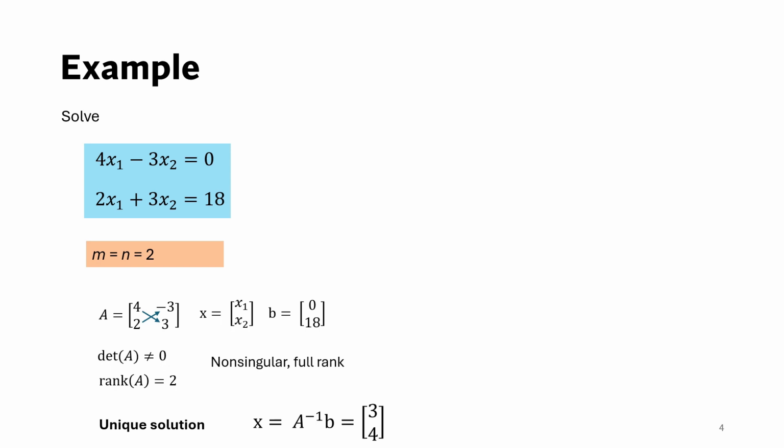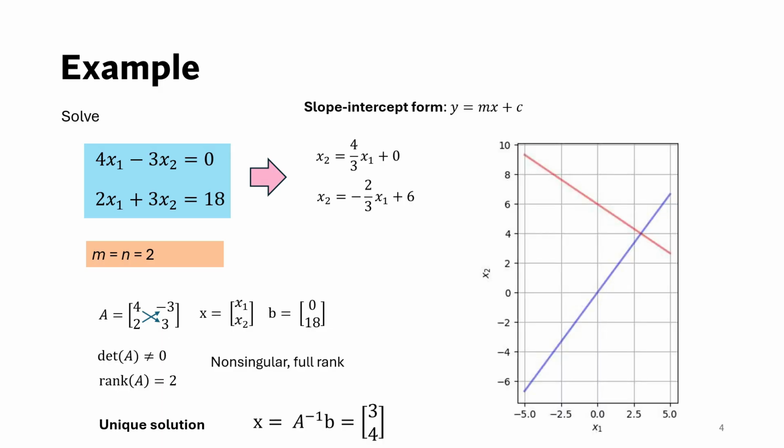Let's try to visualize this system of equations, and we can see that these represent different lines. We can convert these to the familiar slope-intercept form, which is y is equal to mx plus c. If we plot these two lines, we can see one has a positive slope and the other has a negative slope. The point where these two lines intersect is the unique solution, where x1 is equal to 3 and x2 is equal to 4.